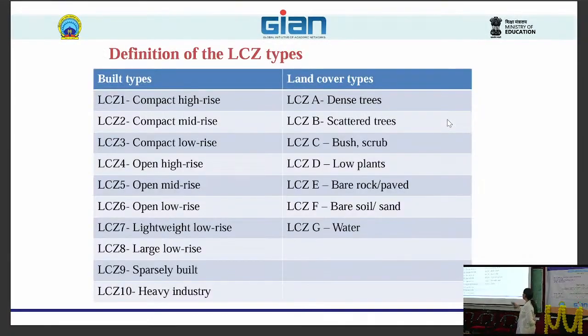So, these are the different types of LCZs that we have classified, and this talks about compactness, compact high rise. Here we are clearly talking about how close the buildings are and how high they are. A compact high rise may be very different from, say, a lightweight low rise building. So, this is our hypothesis, and let us see what kind of results we get.